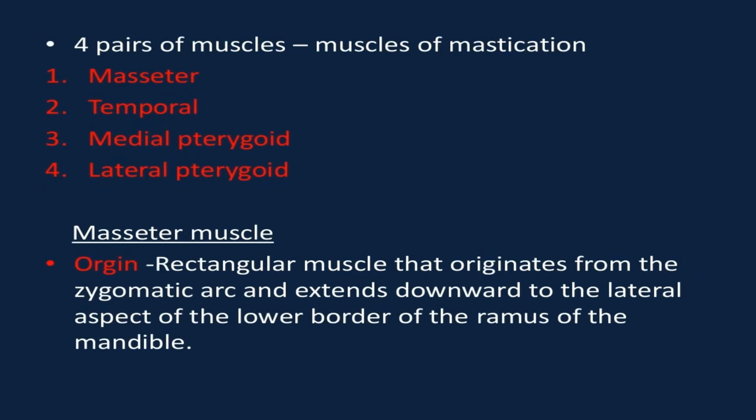There are four pairs of muscles of mastication: 1. Masseter. 2. Temporal. 3. Medial pterygoid. 4. Lateral pterygoid. Masseter muscle origin: a rectangular muscle that originates from the zygomatic arch and extends downward to the lateral aspect of the lower border of the ramus of the mandible.